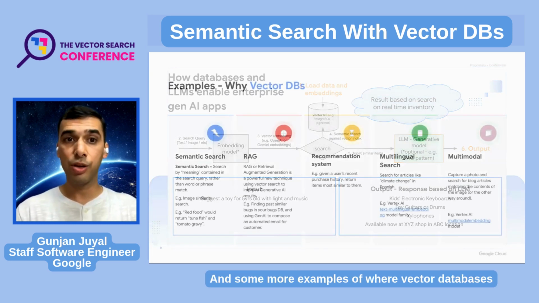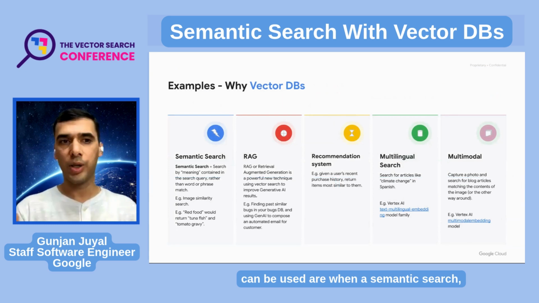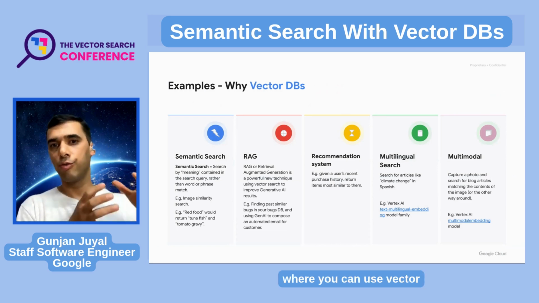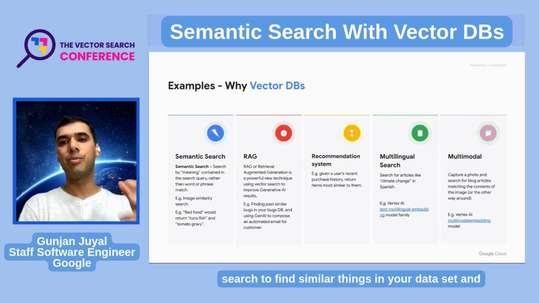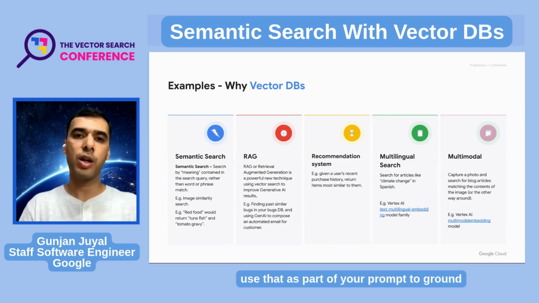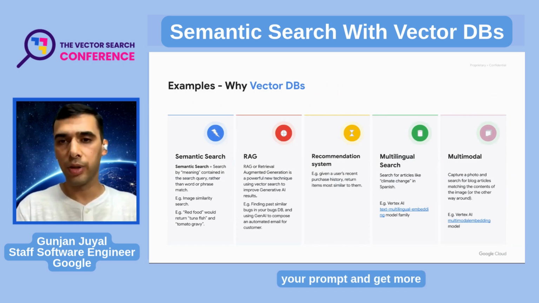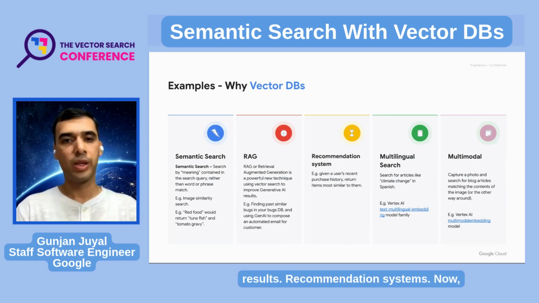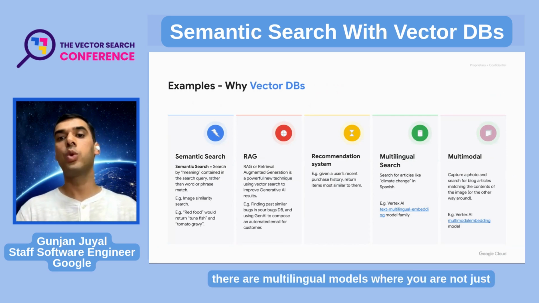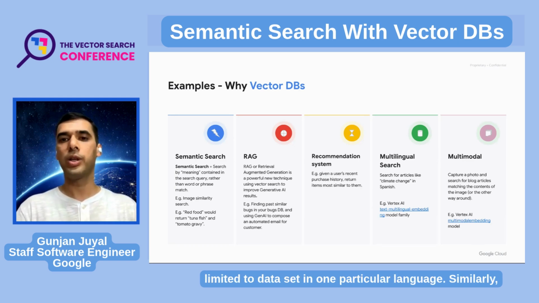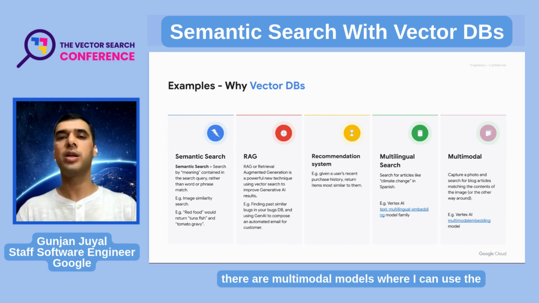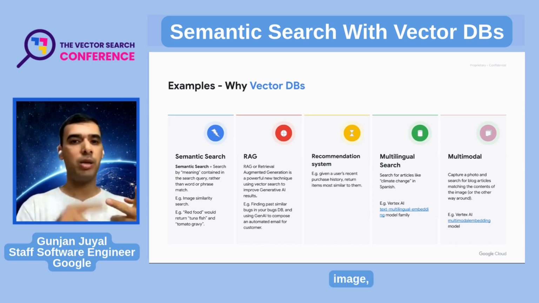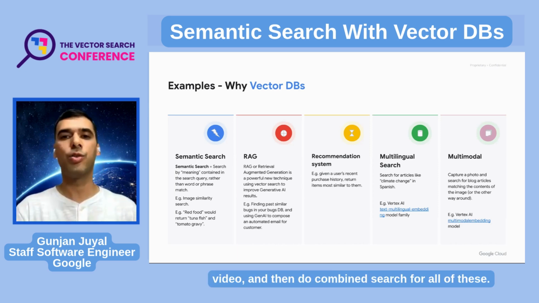And some more examples of where vector databases can be used: one is semantic search, which I mentioned; RAG, or retrieval augmented generation, where you can use vector search to find similar things in your data set and use that as part of your prompt to ground your prompt and get more meaningful or accurate results. Recommendation systems. Now there are multilingual models where you are not just limited to a data set in one particular language. Similarly, there are multimodal models where I can use the same model to generate vectors for text, image, video, and then do combined search over all of these.